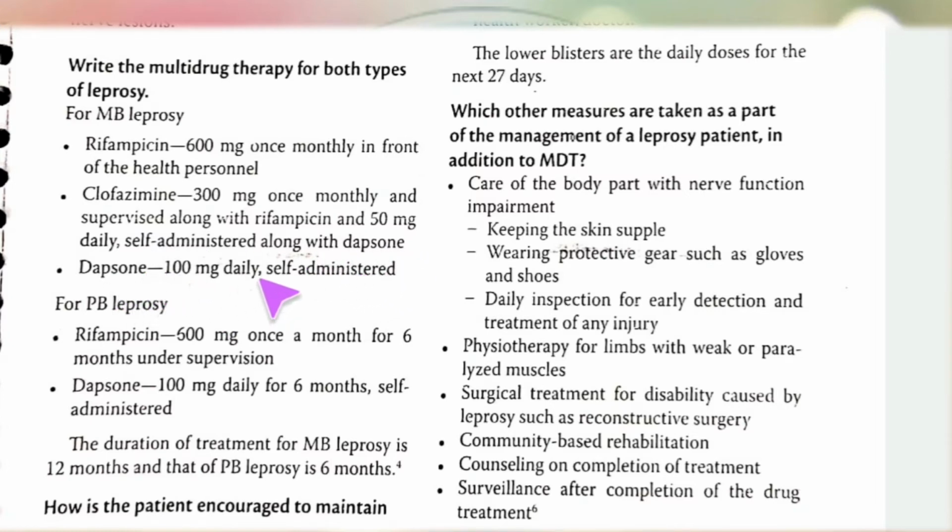And dapsone will be 100 milligram daily, self-administered. Okay. For paucibacillary, rifampicin is again 600 milligram once a month for 6 months under supervision, and dapsone is 100 milligram daily for 6 months, self-administered. Okay. Here in multibacillary, clofazimine is included, whereas in paucibacillary only rifampicin and dapsone are given.